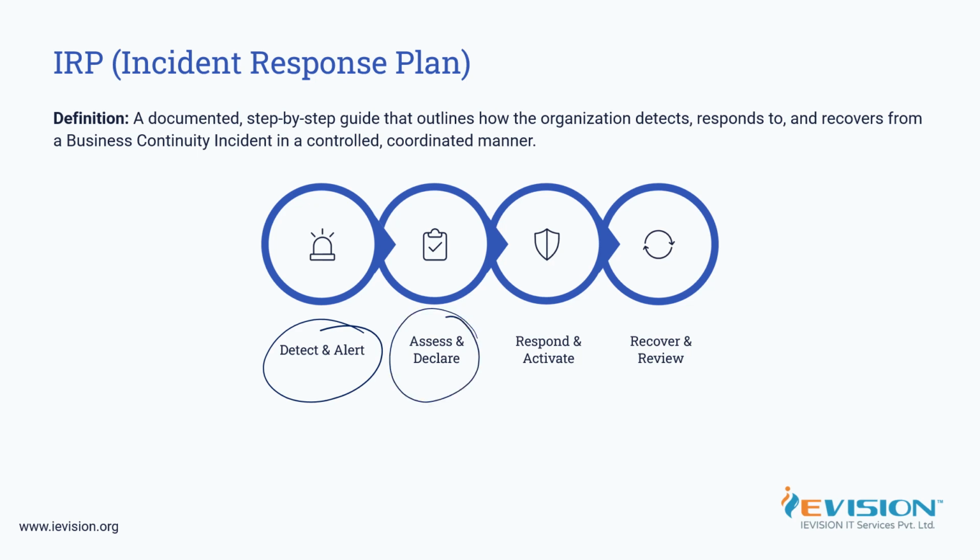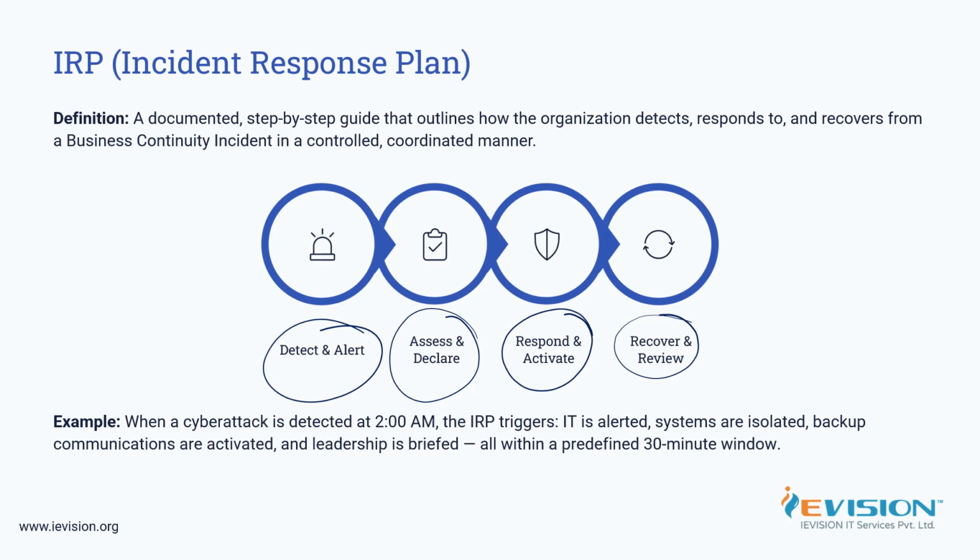You will assess and declare to all those stakeholders, then respond and act. You have to have the right process in place: activities, people must be aware of it, responsibilities defined and carried out, and then you recover and review why this happened and how it should not be repeated. When a cyber attack is detected at 2 a.m., the incident response team triggers and IT is alerted. In some organizations you may have a separate cyber security team. Systems are isolated, backups and communications are activated, and the leadership team is briefed within a predefined 30-minute window.